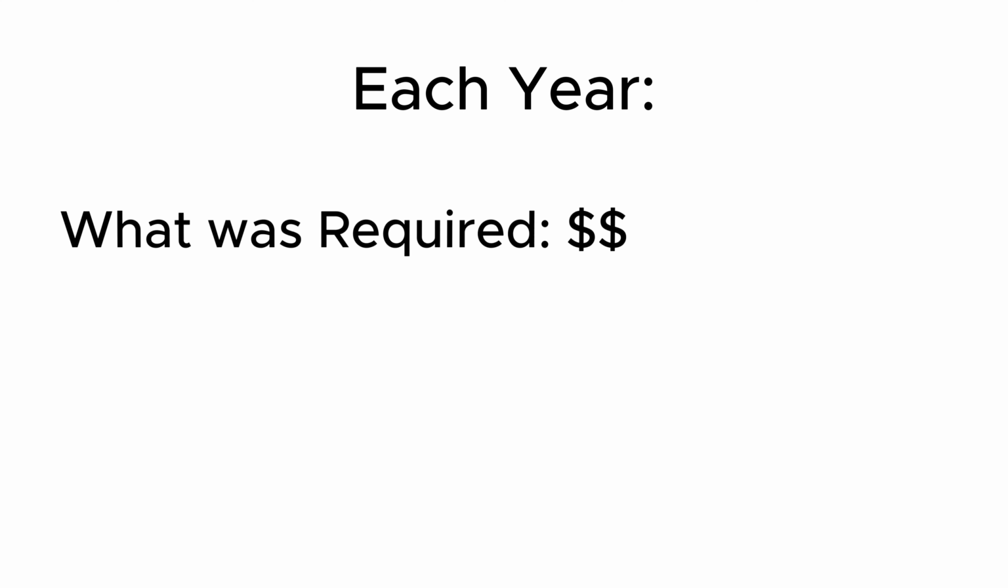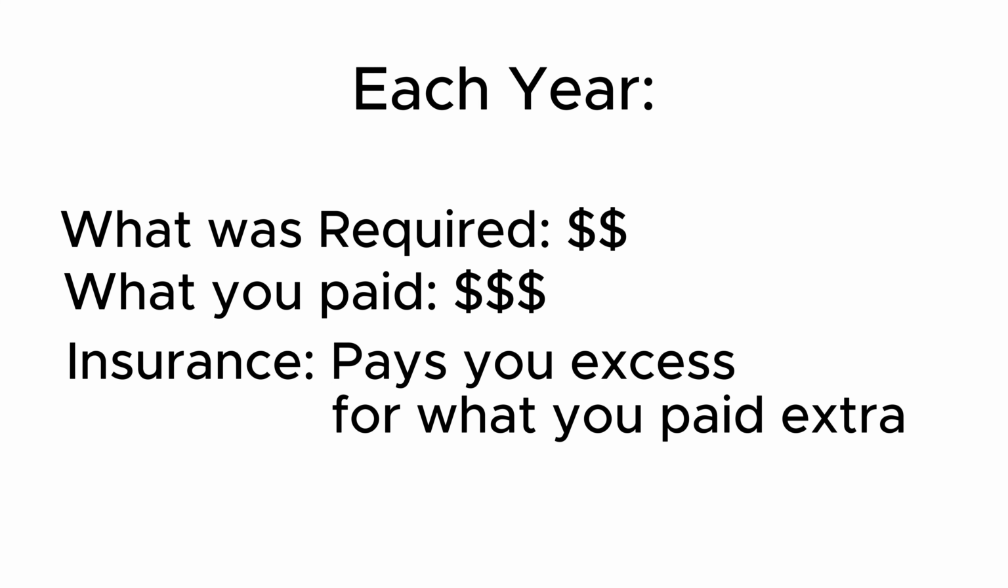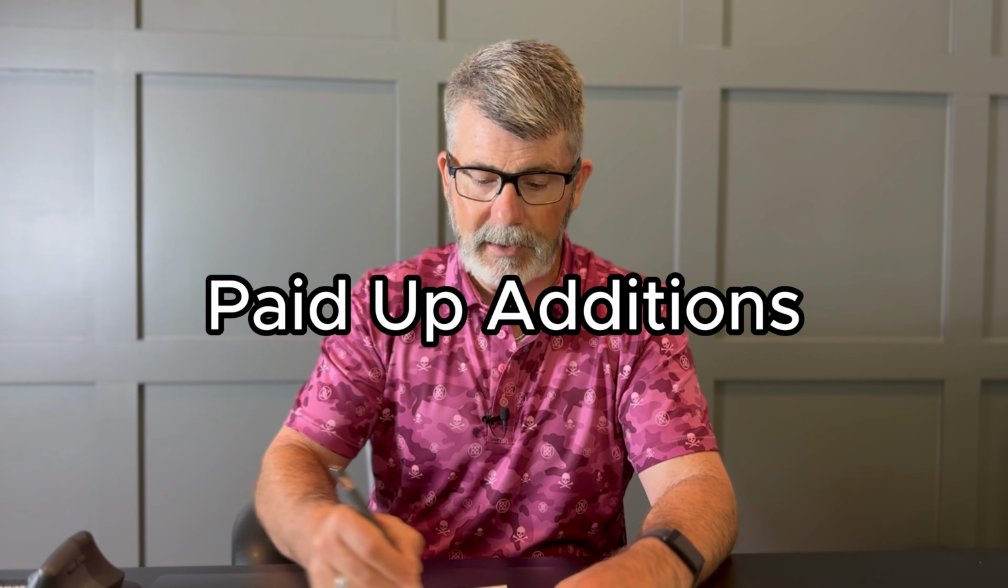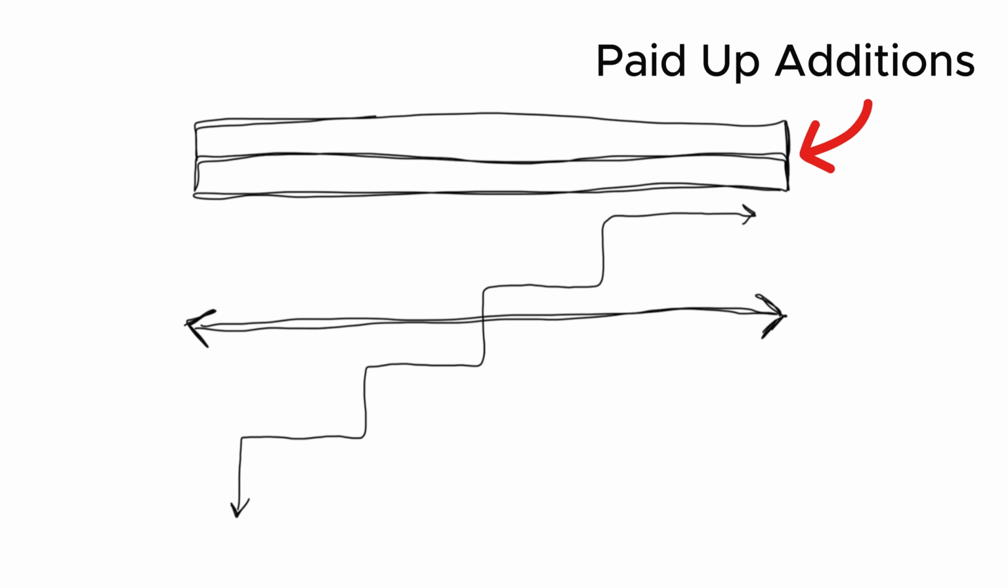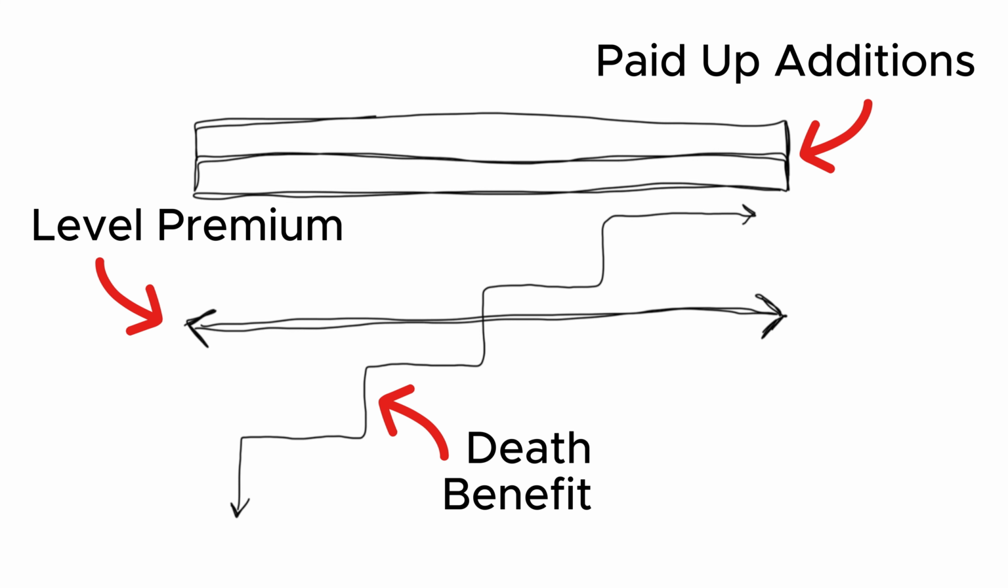So coming back to the whole life, each year they pay a dividend on the excess that you paid into the policy. And there's a number of options, but what most people do is buy something called paid up additions. That's little amounts of life insurance wholesale. And these get added to the base plan. So what you have is a level premium with coverage that goes to age 100, and the death benefit increases every year.